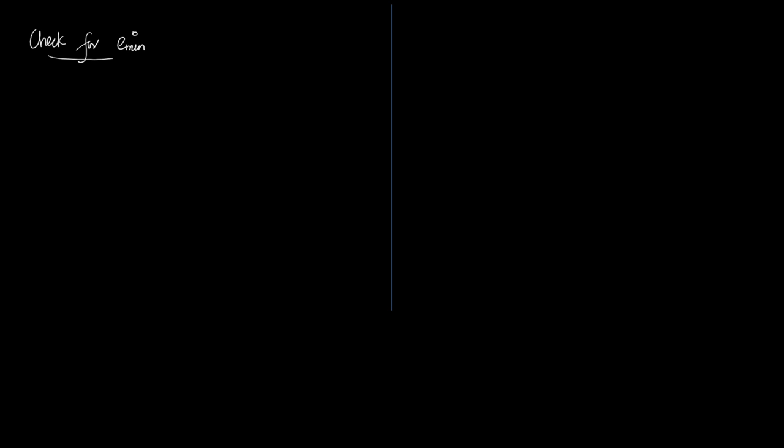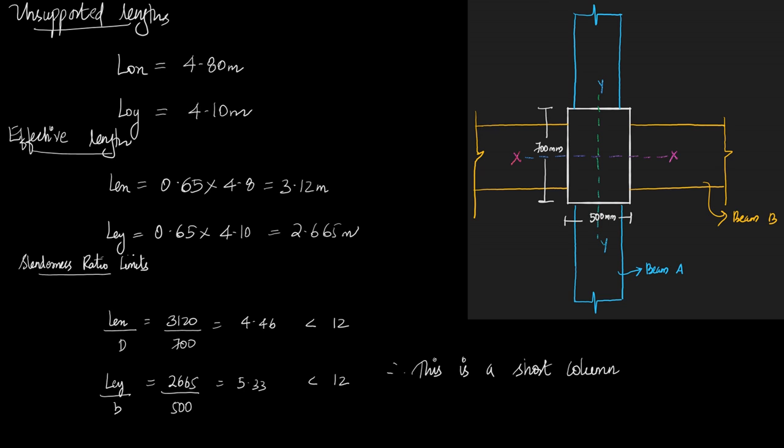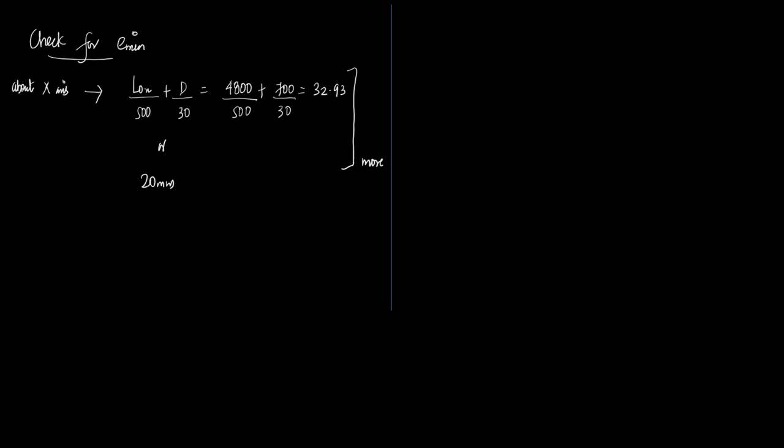Now we'll go for checking E minimum. For E minimum, the unsupported length is different along both the axes. For X it is 4.8 and for Y it is 4.1. So E minimum has to be checked for both the axes.